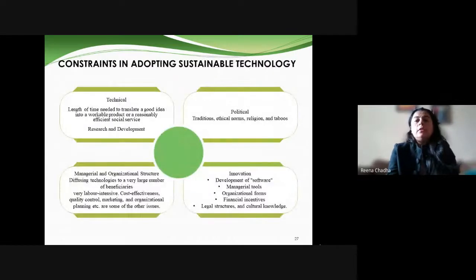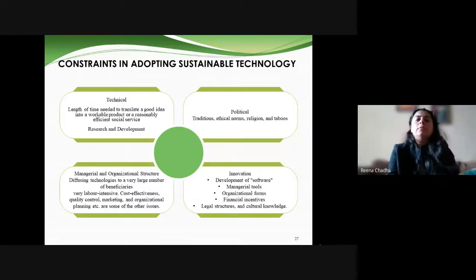So what are the constraints? Now we know what the technology is, how it can be made sustainable, and what its benefits are. Then why are we not using it? Why are we not developing it? Why are we developing unsustainable technology in the first place, and then trying to replace it with sustainable technologies?